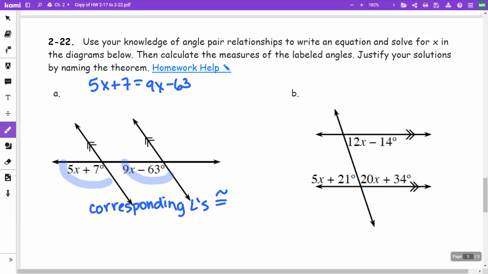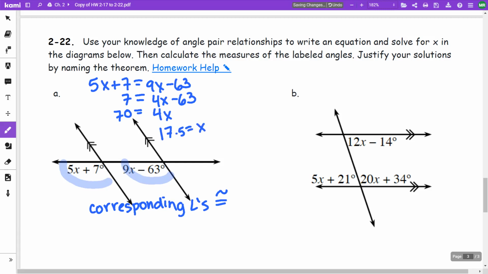So I'm going to minus 5x from both sides and get 7 is equal to 4x minus 63. I'm going to add 63 to both sides. So I'm going to get 70 is equal to 4x. I am going to divide by 4. And when I do, I'm going to get a 17.5 when I divide.